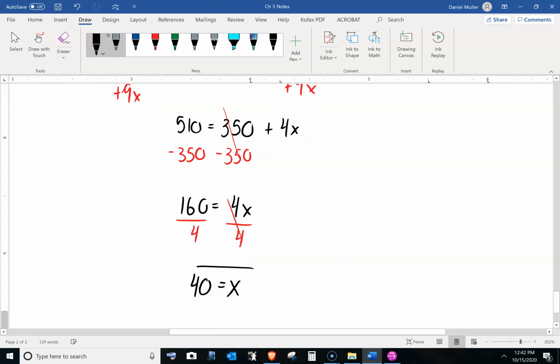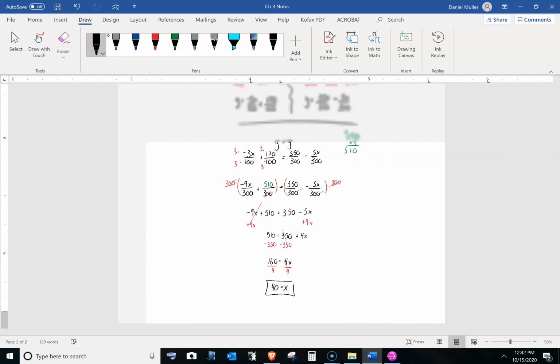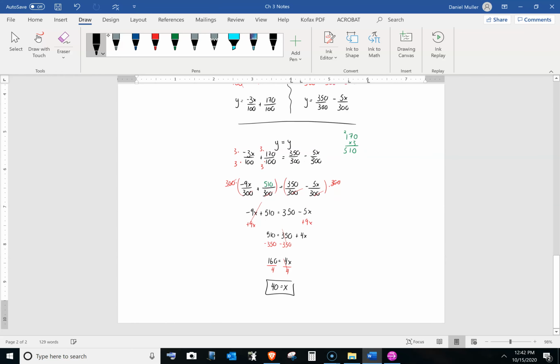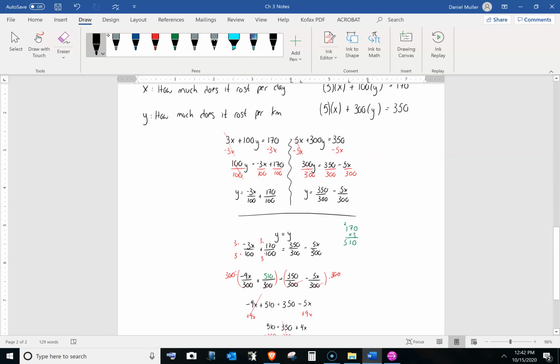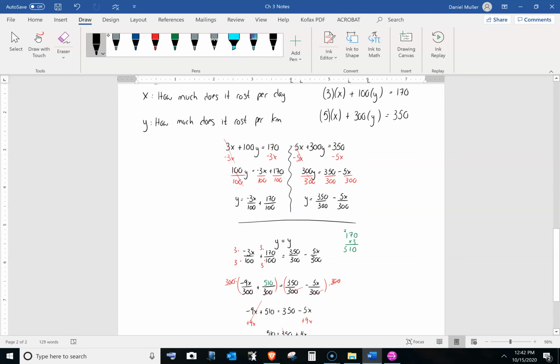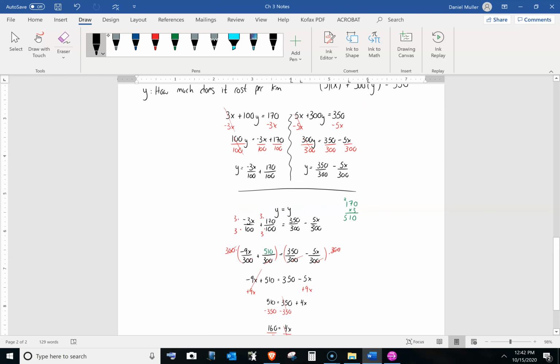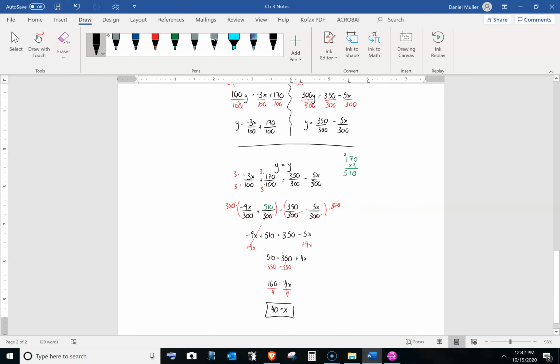And I forgot already what x was. So just out of curiosity, I'm going to look. Wow, I'm already at the end of this. I've written very aggressively here, so obviously it takes up a ton of space. But how much does it cost per day? X equals 40, and X is how much it costs per day? Yeah, so $40 a day.